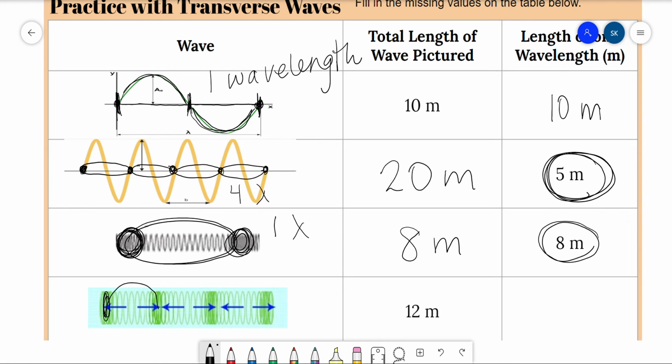Let's look at this one. We have 1, 2, 3 wavelengths, and it is a total of 12 meters, but I have 3 of them, so each one is going to be 4 meters.